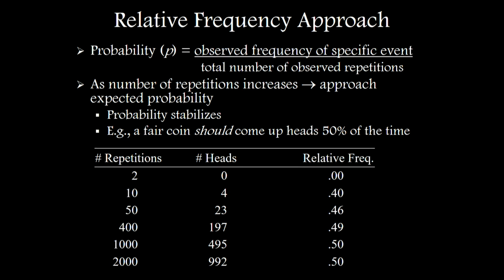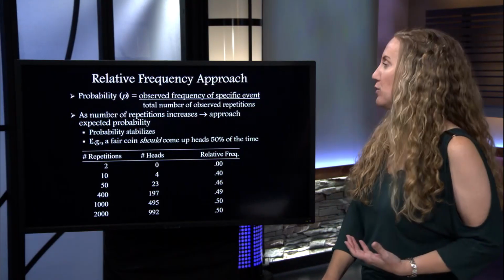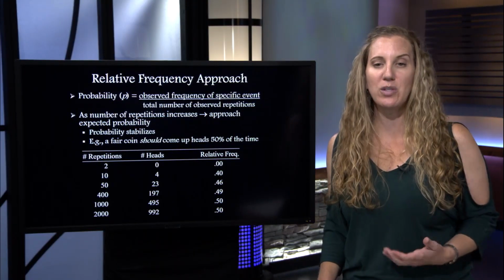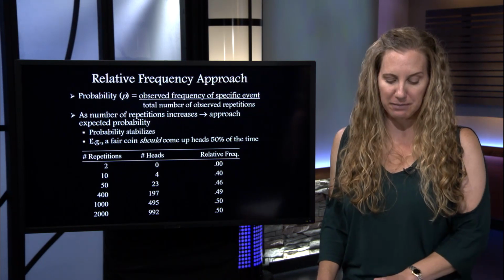Even here at the bottom, if I flip the coin 2,000 times and only 992 of those tosses come up heads, theoretically it should be 1,000, but when you look at the rules of rounding, that's still 50%. Again, as the number of repetitions increases, we get closer and closer to this expected probability. We call that expected probability the limit. This relative frequency approach is going to come in handy when we talk about the central limit theorem later, when we're talking about hypothesis testing.